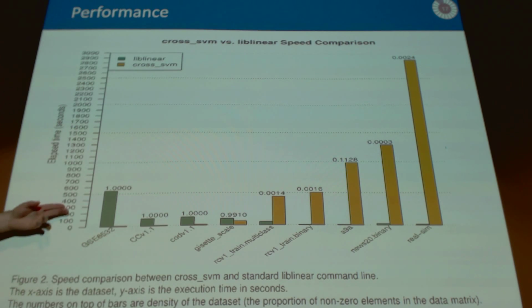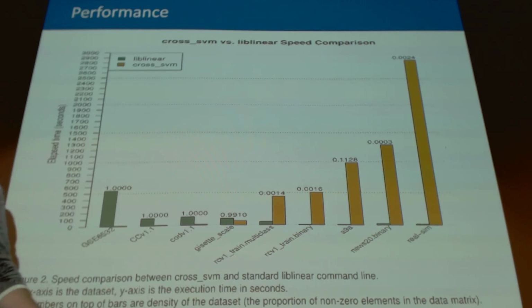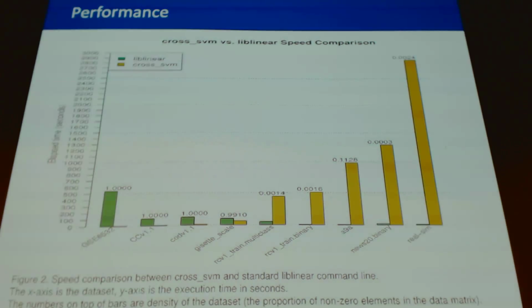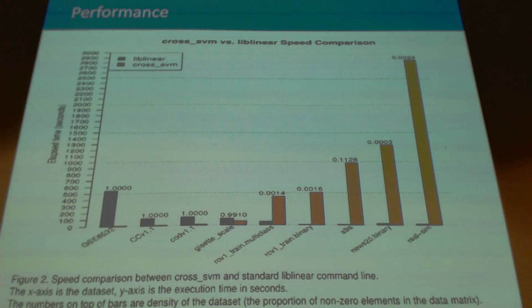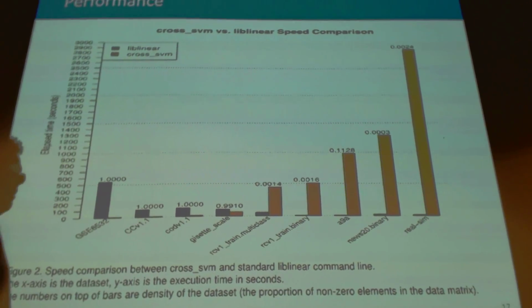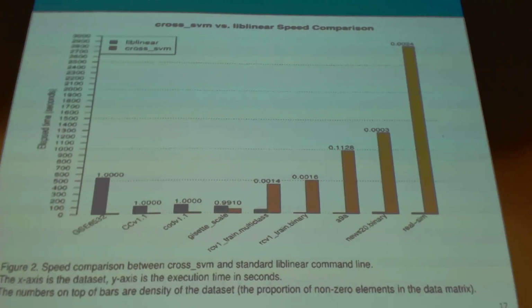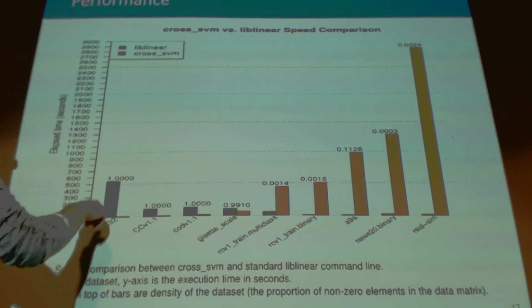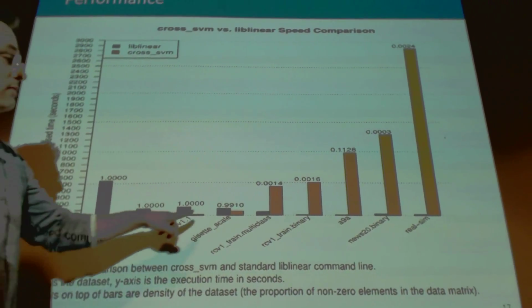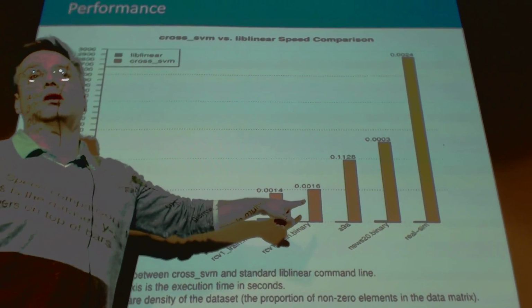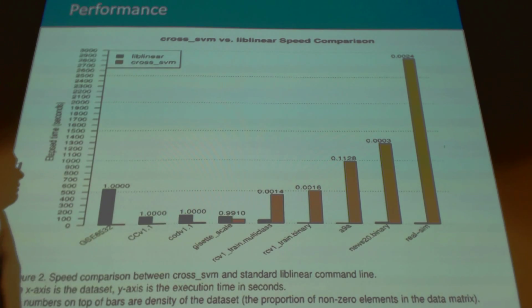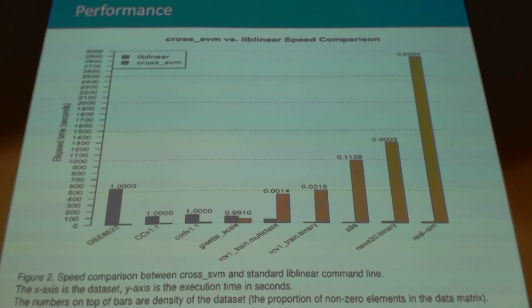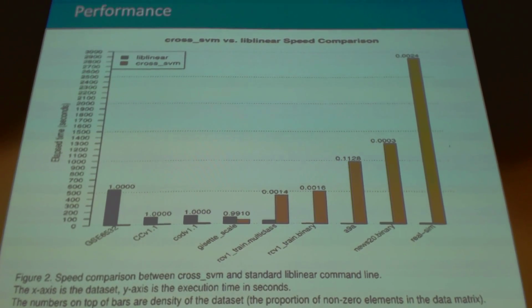Now, this is a comparison between cross SVM and liblinear. There is a saying that liblinear is always faster than libSVM. Not true, meaning liblinear is green. So yes, in some cases it's faster, in some cases it's not. So basically, cross SVM can compete with liblinear also for the linear kernel.